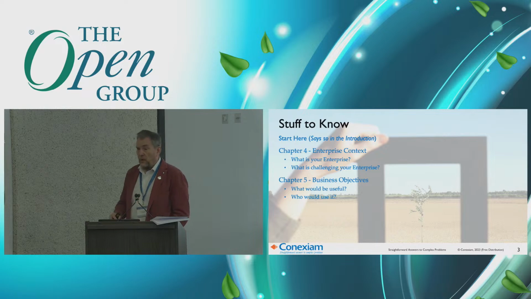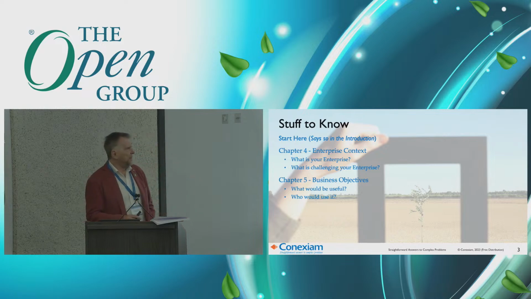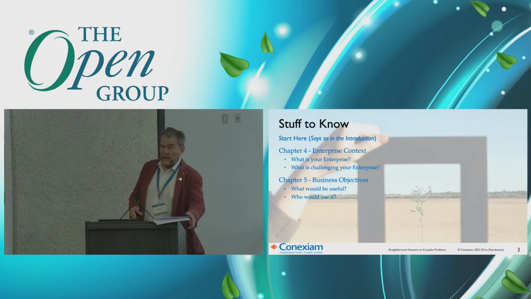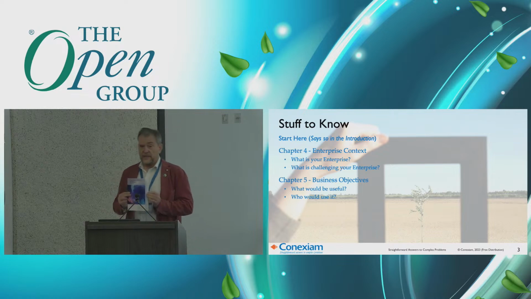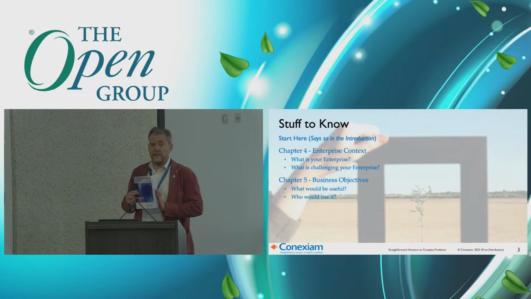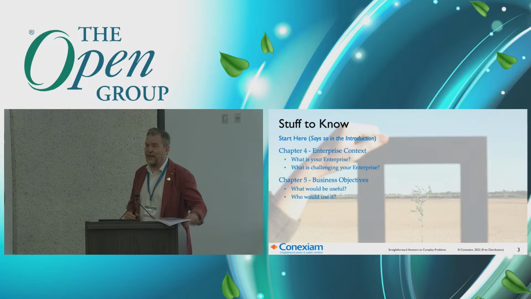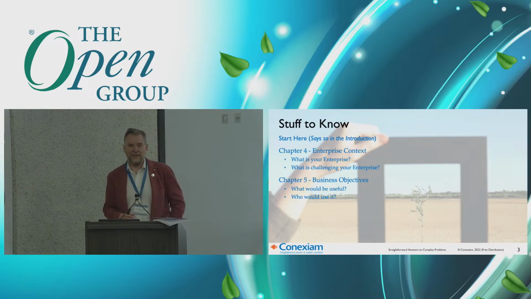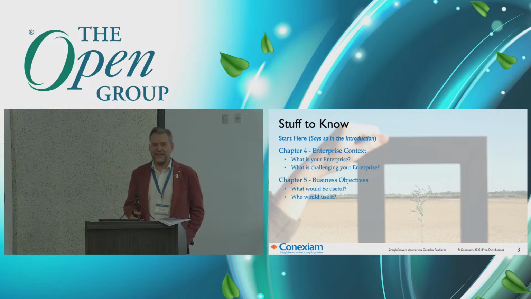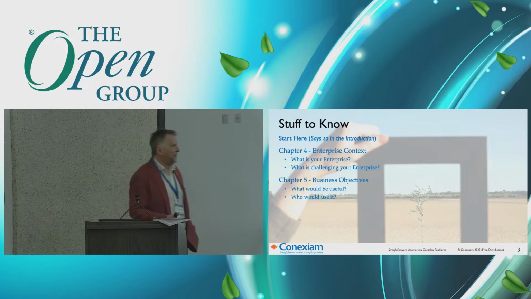So if you want to cut to how to pull this off, if you read the Leader's Guide, it says right in the introduction, stop reading the introduction and jump to chapter 4. And then when you're done chapter 4, jump to chapter 5. So if you're in a hurry, just go right to chapter 4 and chapter 5.